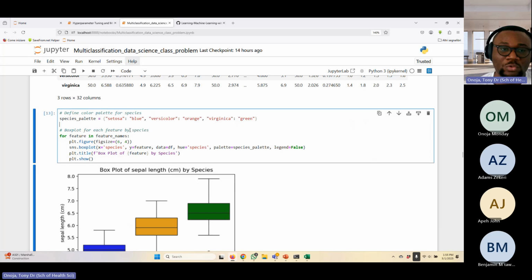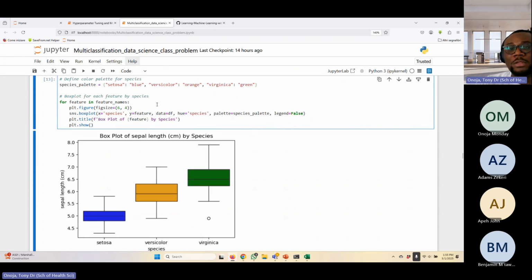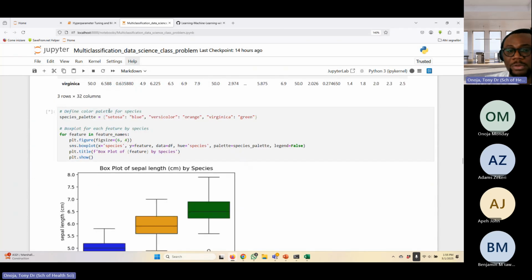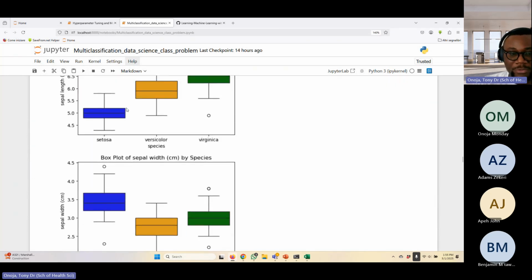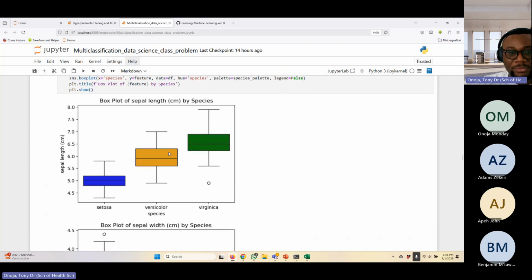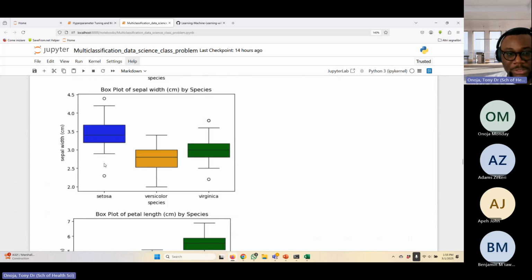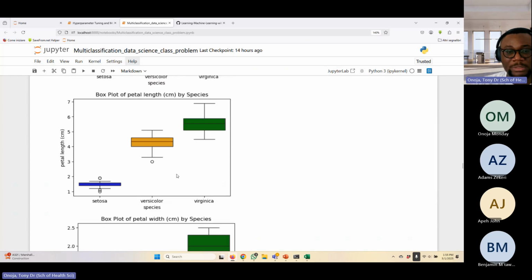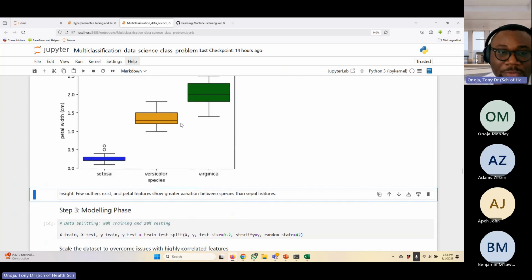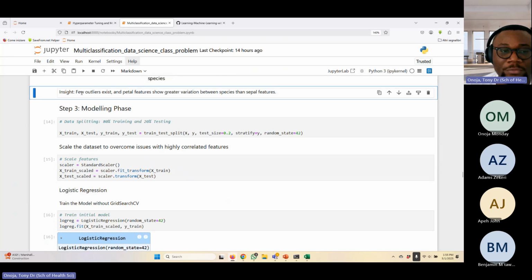Another way is to look out for outliers. If you're interested in looking for outliers, the box plot is a very good way of visualizing it. There is also another one called the raincloud plot, which is also a very good plot. Looking at this, you could see that we don't really have outliers. Maybe outside these few points that came out, we don't see many outliers in the data set, but this is quite a good representation of the data set. So we see few outliers exist. The petal features show greater variation between the species than the sepal features.